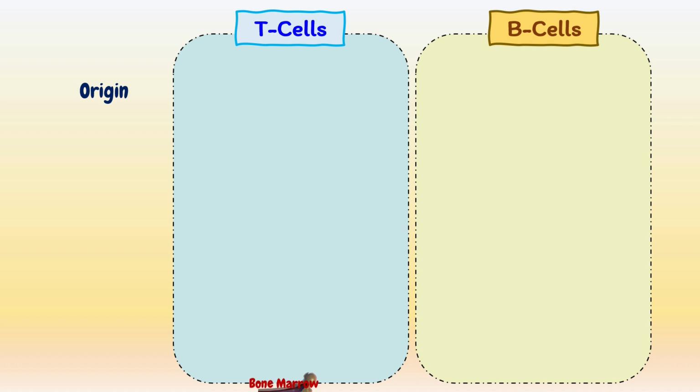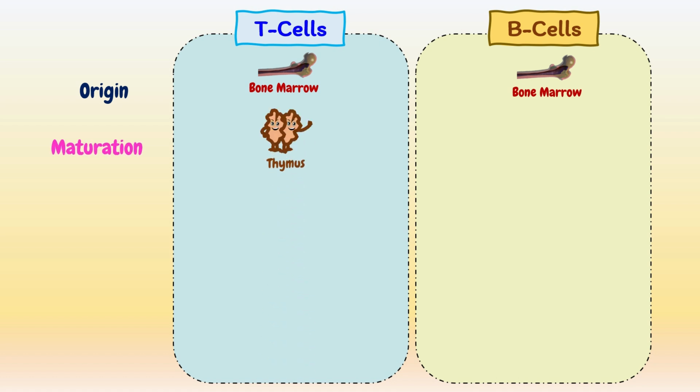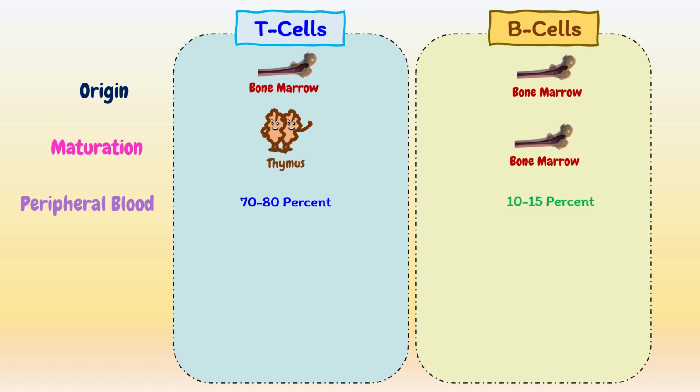Origin of T cell is bone marrow. Origin of B cell is also bone marrow. T cell matures in thymus, and maturation of B cell occurs in bone marrow. Peripheral blood has 70 to 80% of total T lymphocytes. Peripheral blood contains 10 to 15% of total B lymphocytes.